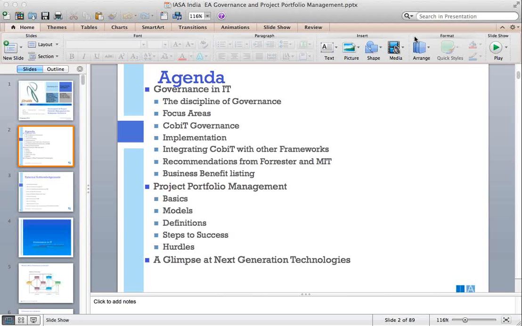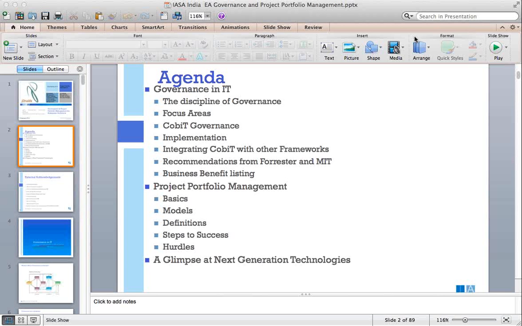The last few of them were focusing on business technology strategy, understanding business, understanding the IT environment, the integrated collaborative environment, and also how to bring business value, to name a few. Today we are going to focus on two subjects. One is governance, the other is project portfolio management.